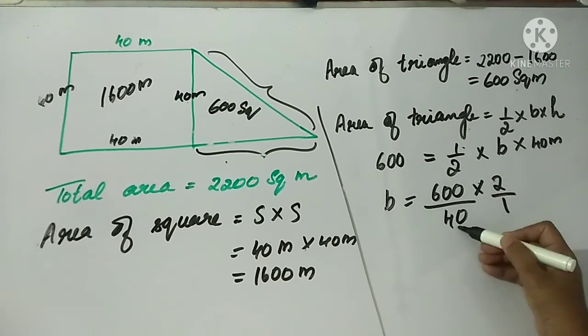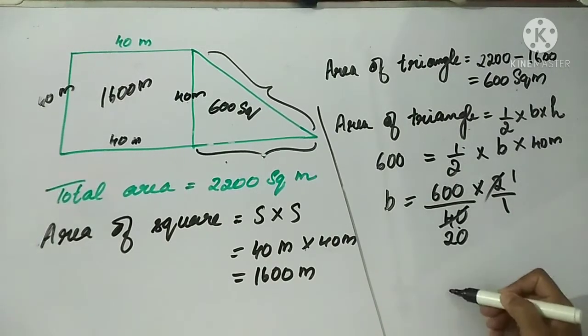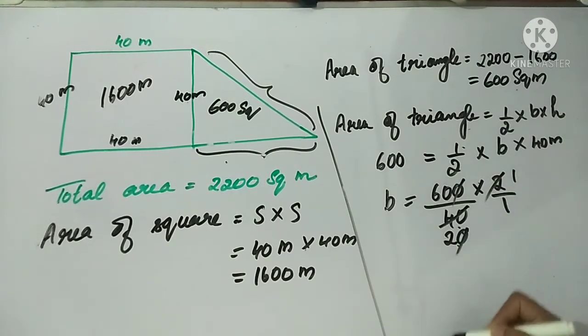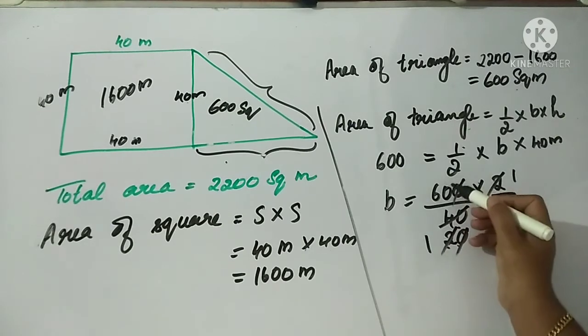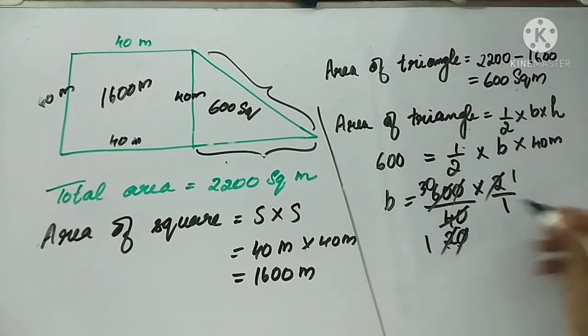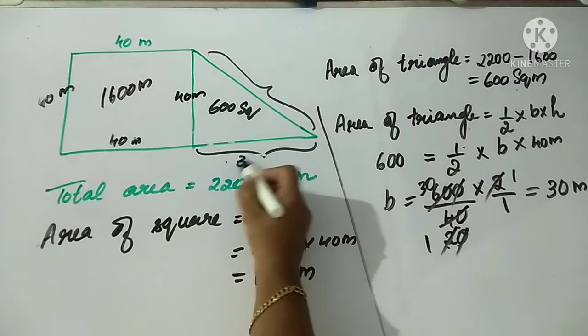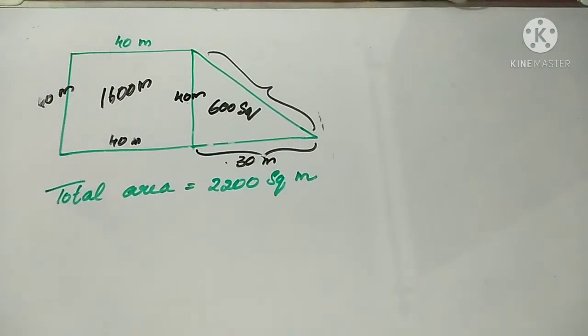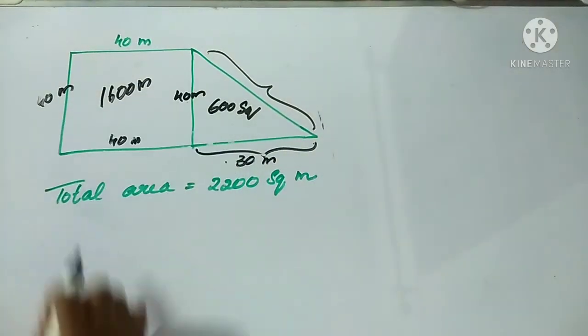Here 2 is a common factor. 2 will go 1 time and 40 will go 20 times. Again here zeros get cancelled. Then 2 is a common factor. 2 will go 1 time and 60 will go 30 times. So we get base as 30 meter. Right here it has 30 meter. So now we get the base of this triangle as well as height of the triangle.